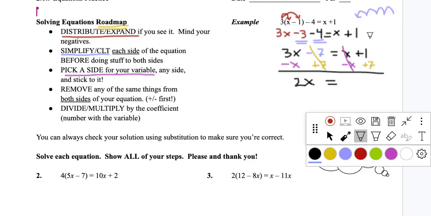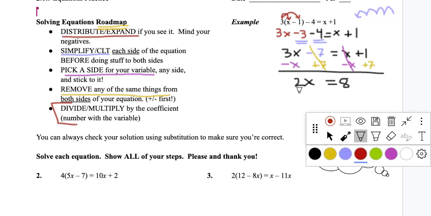And what is 1 plus 7? 1 plus 7 seems pretty easy. We get 1 plus 7 is 8. Remember, we moved all the x's to the left and all the numbers to the right. Now all I need to do is one more step. I already took care of the numbers and the variables. All I need to do is the last and final step, which is to divide or multiply by the coefficient, the number that is in front of the variable.